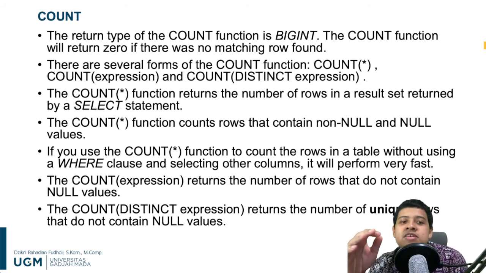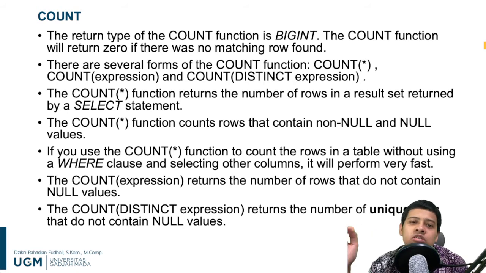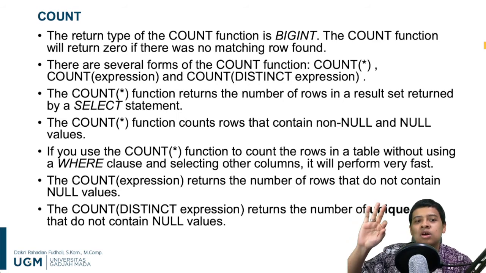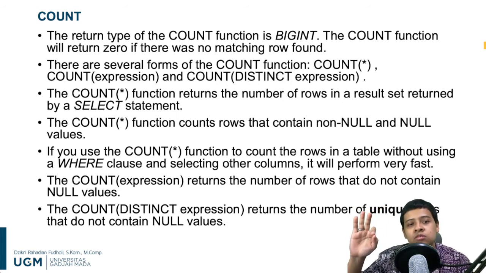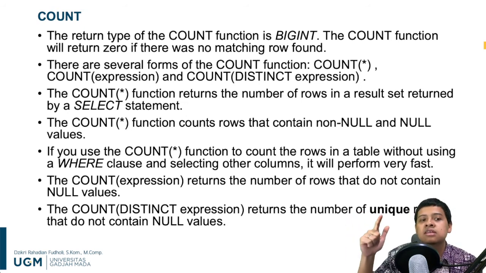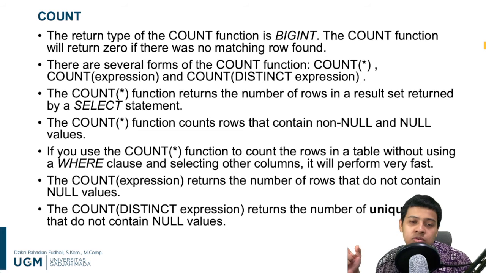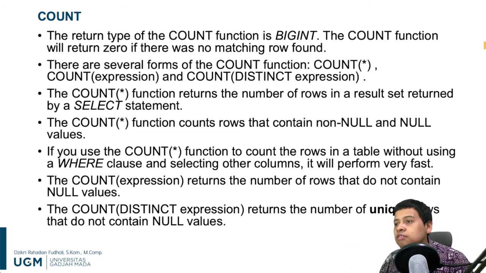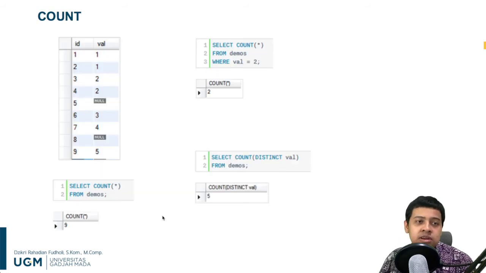So for example, if we have a column with 1, 1, 2, 3, null, we have 5 rows, but the first two are the same, and the last one is null. The count will just count 3. So 1, 2, 3. Null is omitted, and the same numbers are also just counted as 1. These are the rules of the count statement.